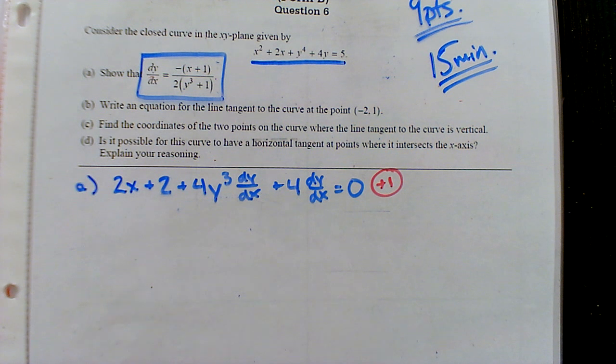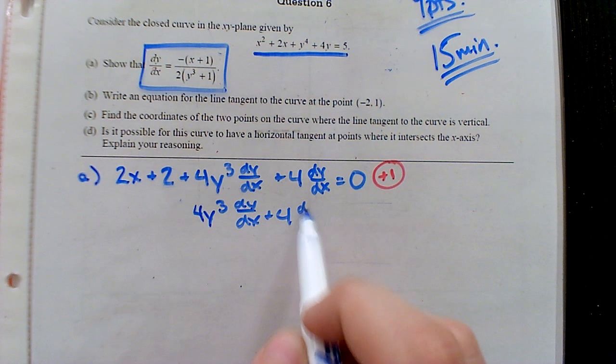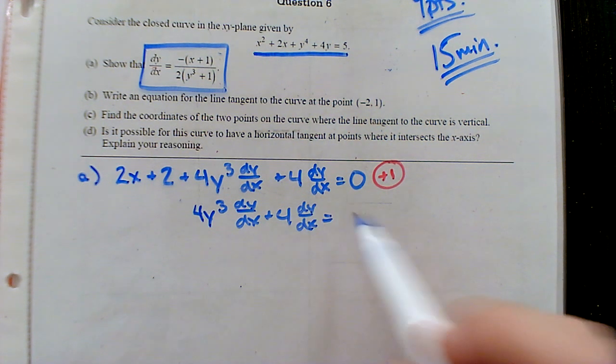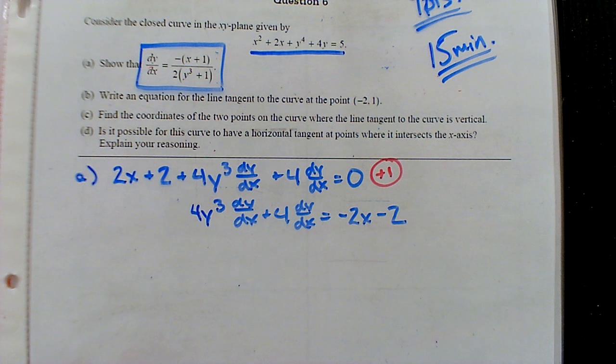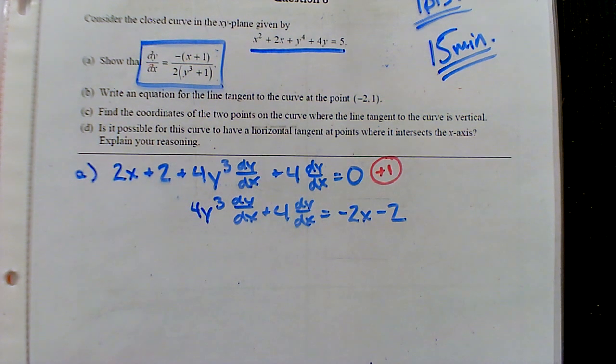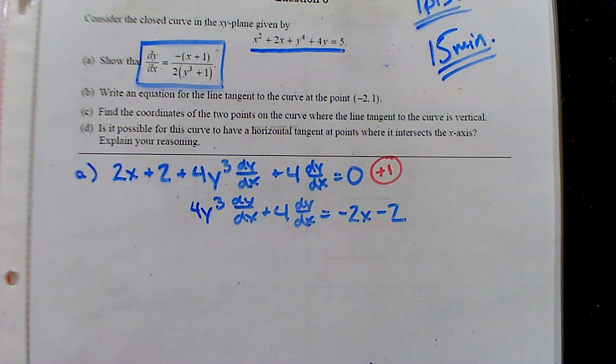Do you want to keep going, Dan? Where did you go from there? I moved the 2x and 2 to the right, so it reads as 4y cubed dy over dx plus 4 dy over dx equals negative 2x minus 2. Did we get all the dy over dx's on one side, everything else on the other? Unfortunately that would not get you a point, but that is something you have to do in order to get here. If you want to keep going, Dan.